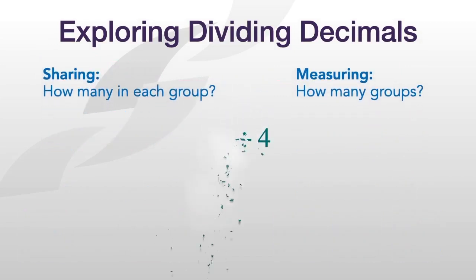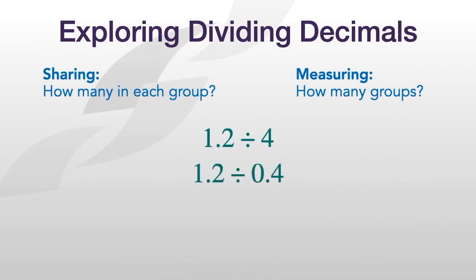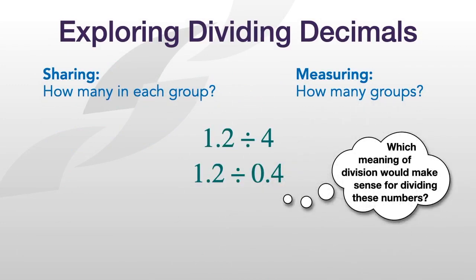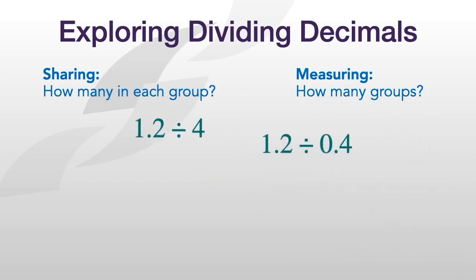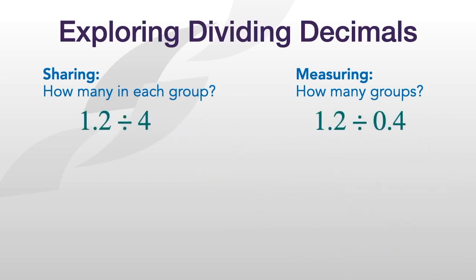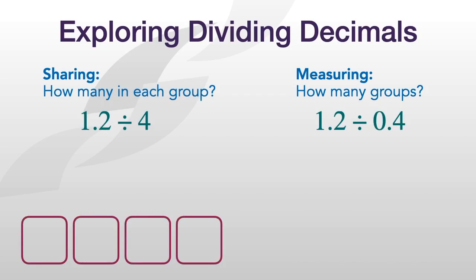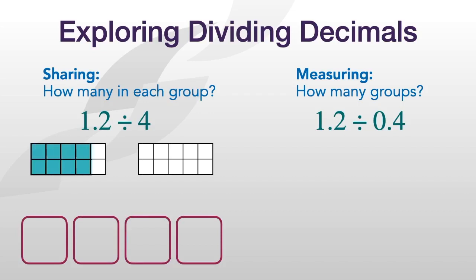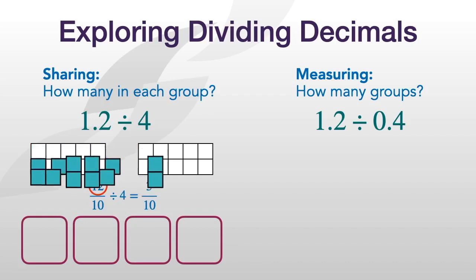Now what if instead of a whole number, we were dividing a decimal number, or dividing by a decimal number? Which meaning of division makes sense for each of these questions? We can take 1 2/10 and share it equally into 4 groups. To do so, first represent the 1 2/10 visually. Note that this is also 12/10. If we divide the 12 by 4, we get 3. So each group gets 3/10.